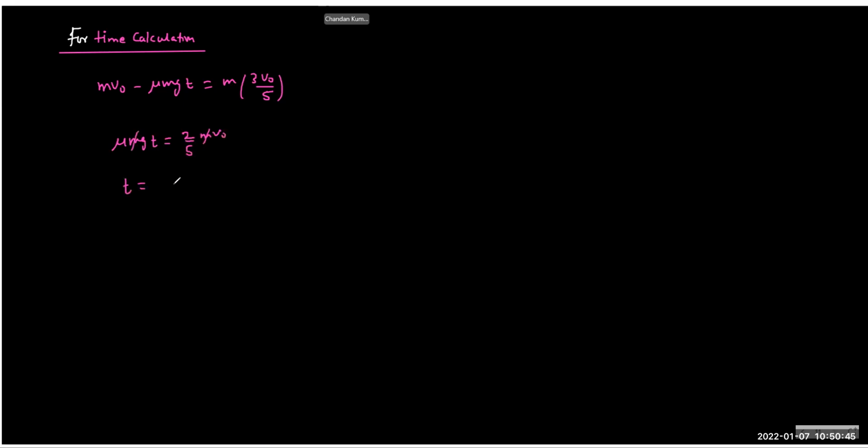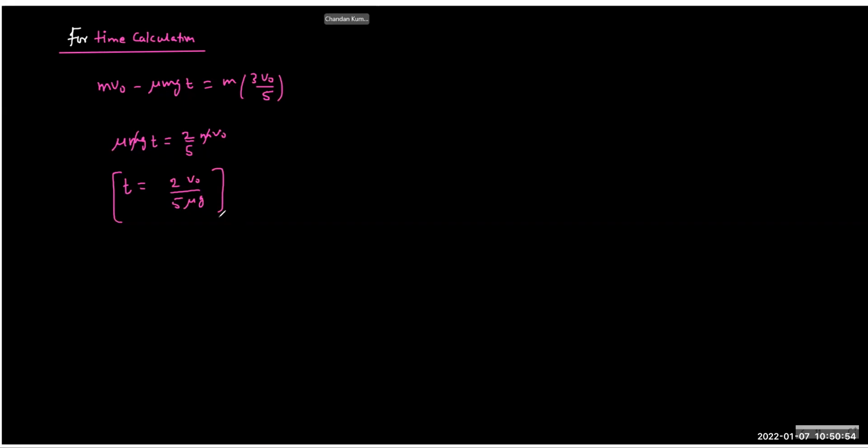So for time calculation, what do you connect? For time calculation, we can simply say m v naught minus Fk t equals m v, and we can rearrange this as 2 by 5 m v naught. So the t turns out to be 2 v naught by 5 mu g.